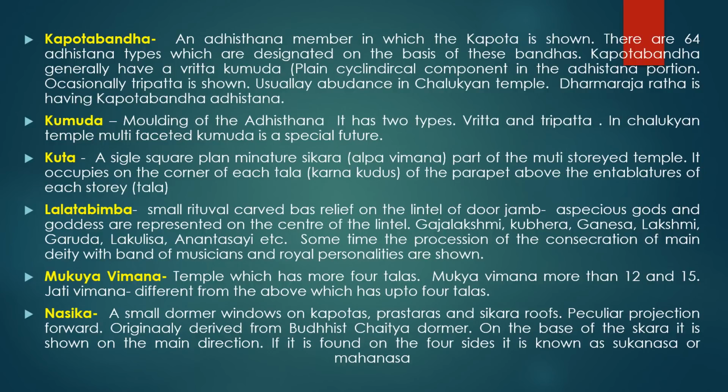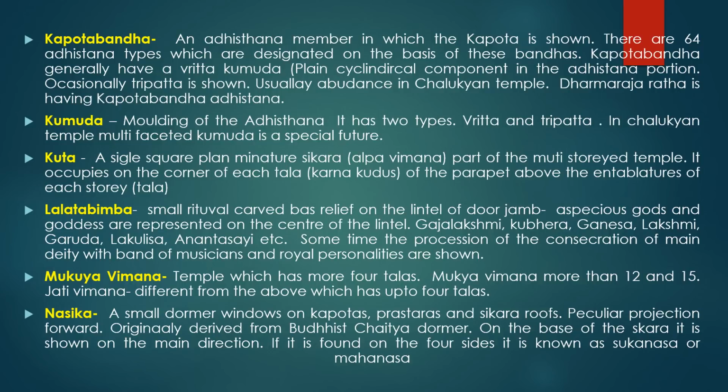Then Kumuda. The molding of the Adhisthana is known as Kumuda. It has 2 types. One is known as Vritta Kumuda, another one is Tripata Kumuda. In Chalukyan temples, the multifaceted Kumuda is also a special feature of that temple.